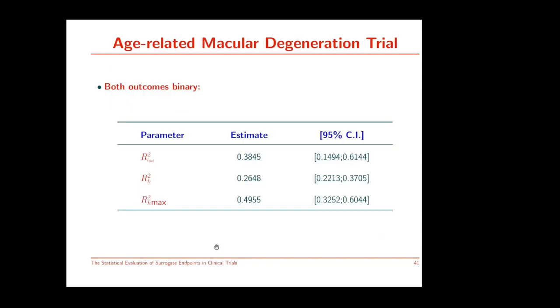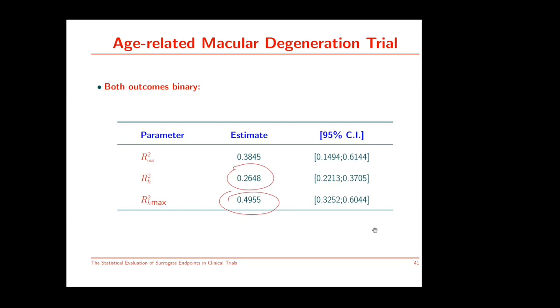Same for the age-related macular degeneration trial, when both outcomes are binary. We can look at the R-square trial. We can look at the information theory-based measure, this R-square H here. We keep retaining our R-squares.